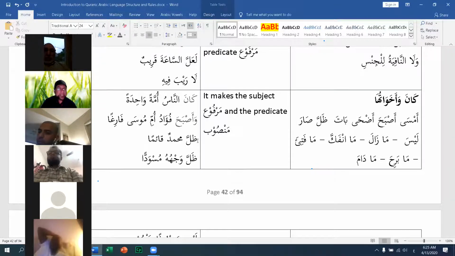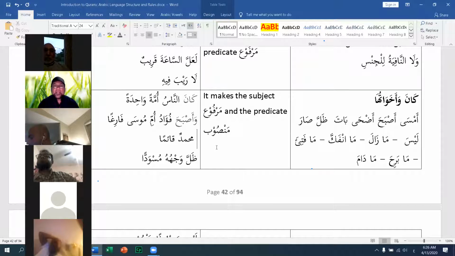See the difference in meaning? Zalla wajuhuhu muswaddan. His face remains darkened. This is talking about the Arabs when they get what they consider bad news, that the wife delivered a girl. This is in Quran, ayah Quran. Sara means became, but no specific time. Sara Muhammadun qa'iman.